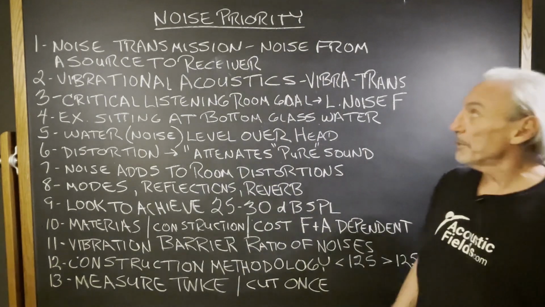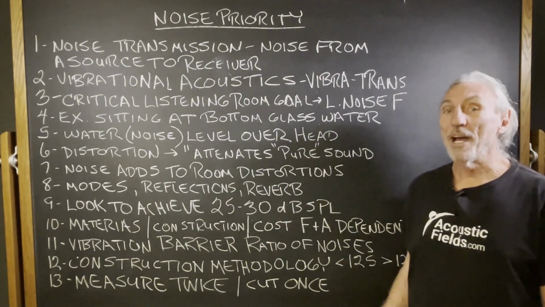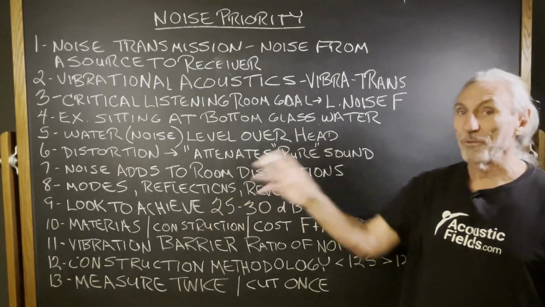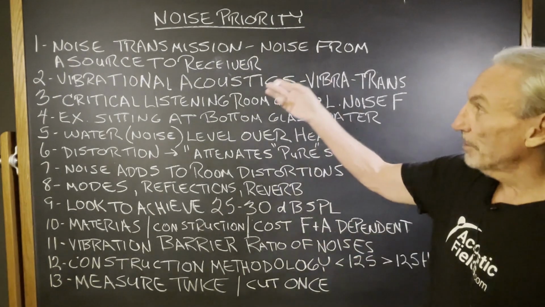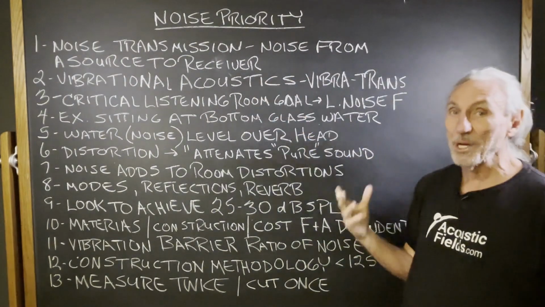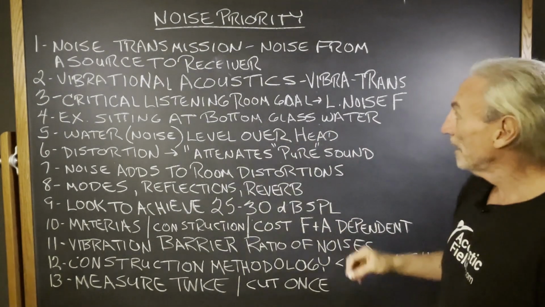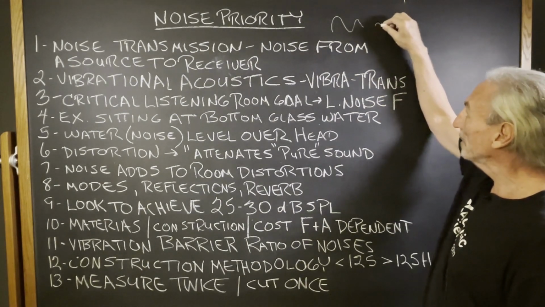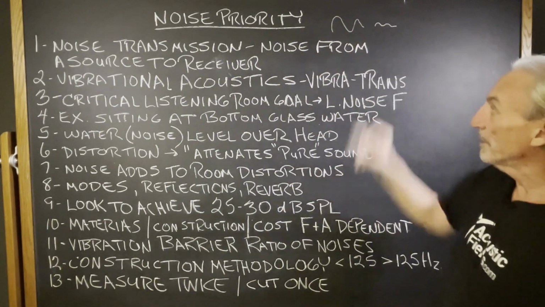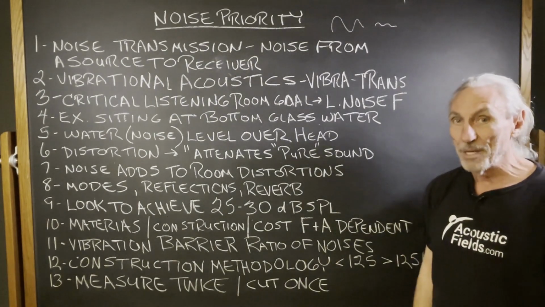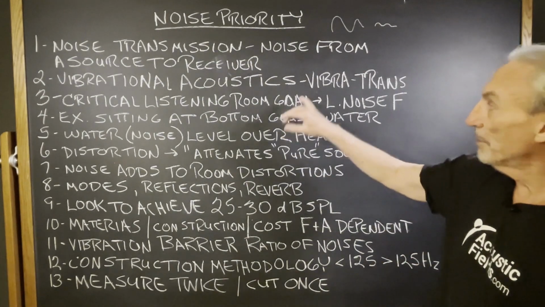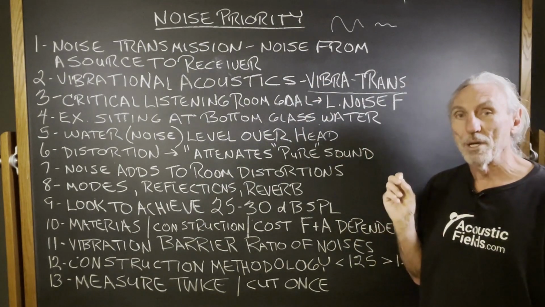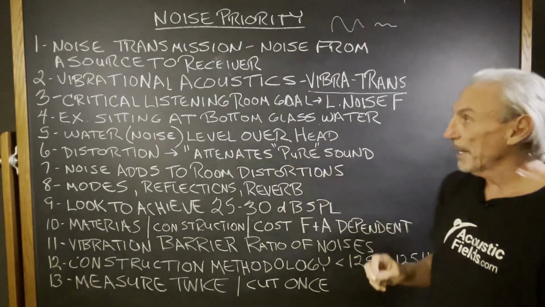Today we're going to talk about noise priority. Let's define noise transmission, because that's what we're really talking about here: the transmission of noise from source to receiver. So it's source to receiver, it's really vibrational acoustics. That's what we're trying to do. In room acoustics, we have big frequency response, and vibrational acoustics has the same frequency response, just on a smaller scale, but the same measurement domain, okay? So it's all about vibration transmission. That's what we're really doing with noise. We're trying to minimize the vibrations, okay?